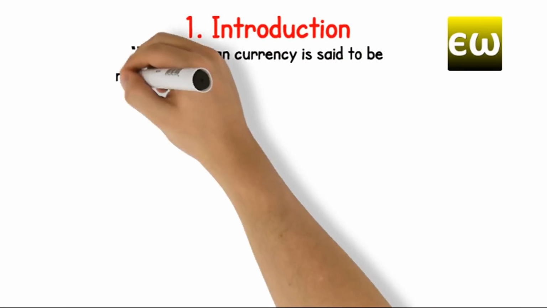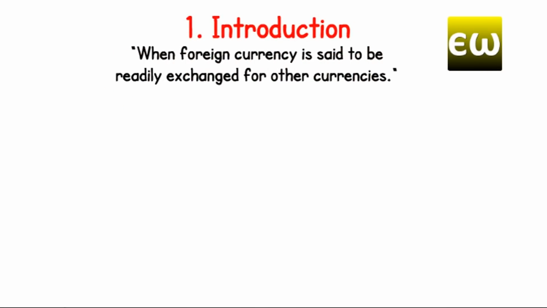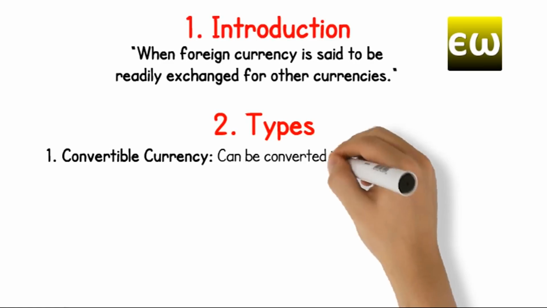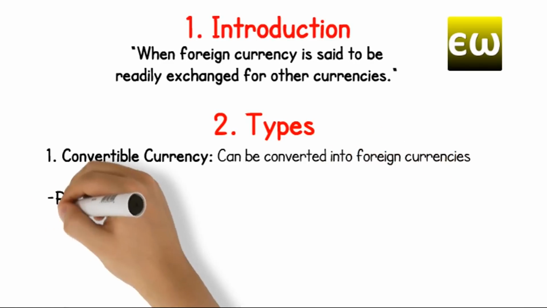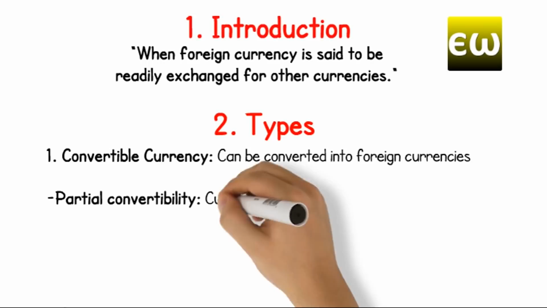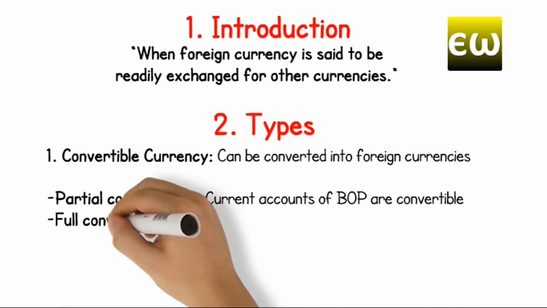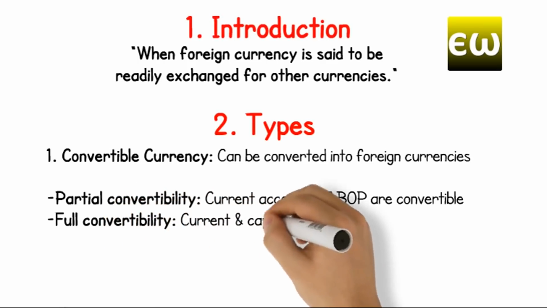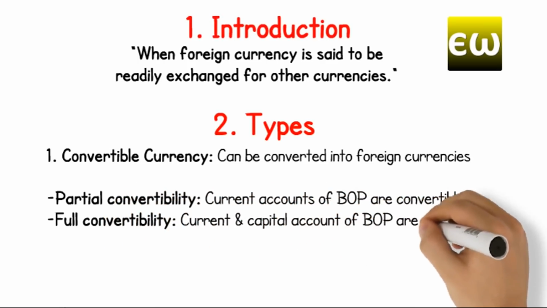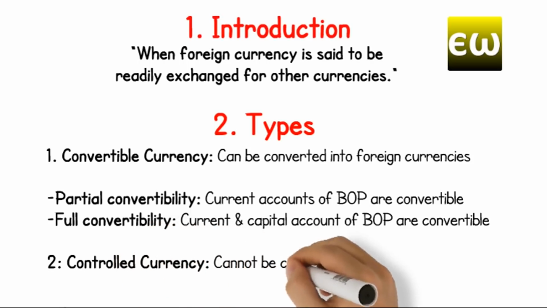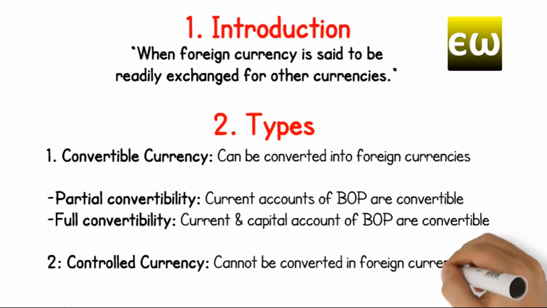Introduction. A currency is said to be convertible when it can be readily exchanged for other currencies. Types. 1. Convertible currency. Can be converted into foreign currencies. Partial convertibility. Current account of BOP is convertible. Full convertibility. Current and capital account of BOP are convertible. 2. Controlled currency. Cannot be converted into foreign currencies.